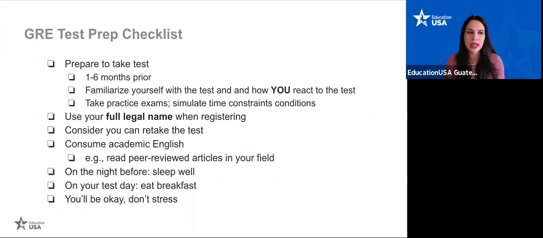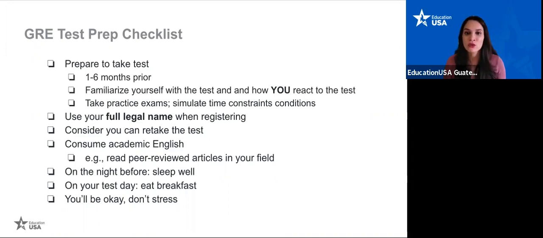So it's not only, okay, so there are these sections, I know them, it's fine, I'm good at writing, I'm good at verbal reasoning, I'm good in math. Not really. You should know how you react towards the test, towards certain sections, so that you develop your technique to take it. And it becomes a breeze to take, hopefully. And take lots of practice exams and simulate those time constraints, the setting for the test.